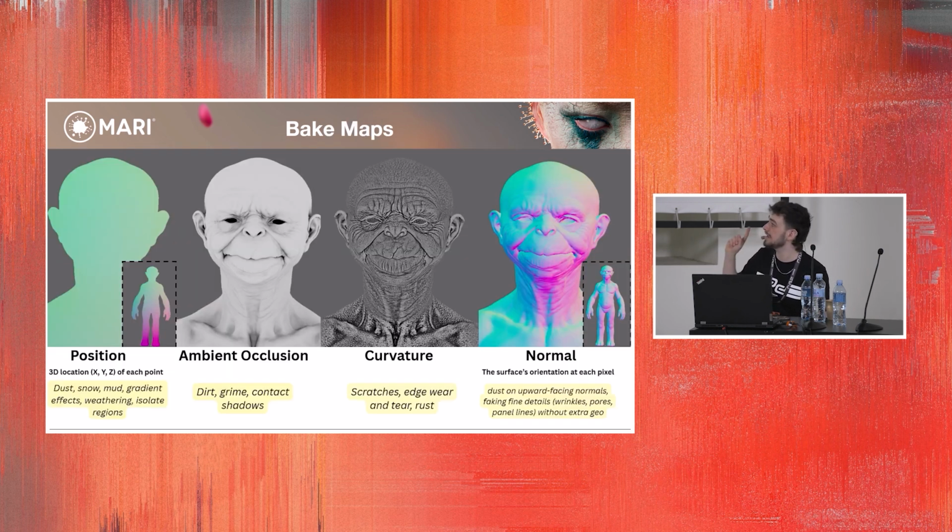The different maps you get are ambient occlusion and curvature, which I feel are the ones everyone knows, and then you've got position and normal. With ambient occlusion, all the black is basically the cavities of your geo, so you can use that for dirt and grime. And then you've got curvature for edge wear.